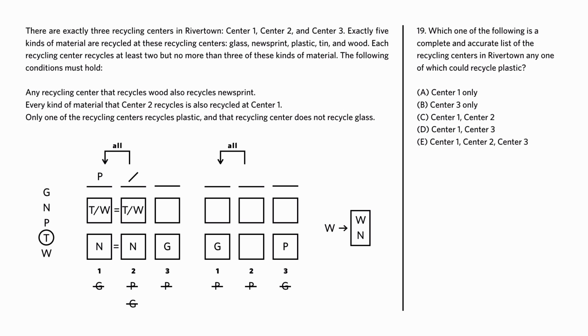Here's problem number 19. We set up our frames around the inference that P can be in 1 and 3 and not 2, and we know that both these frames are completely viable. And so the correct answer is answer choice D.